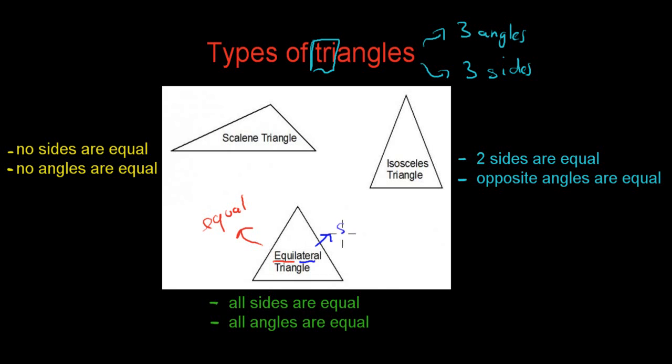So as you can guess, it means equal sides. So it means from this triangle, all sides are equal. As you can see in this picture, all sides have the same length. They're all equal in length.